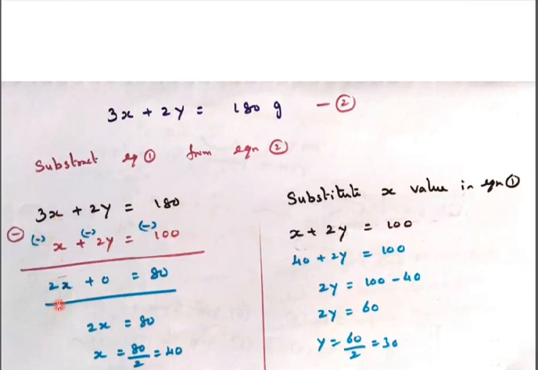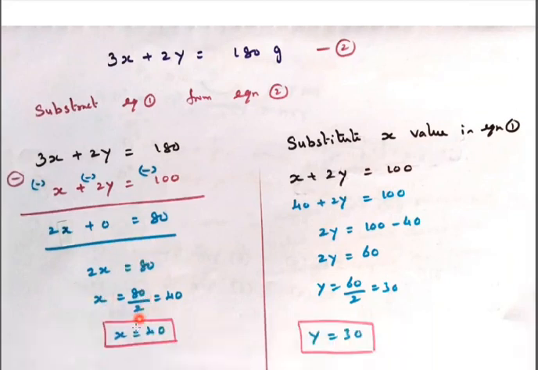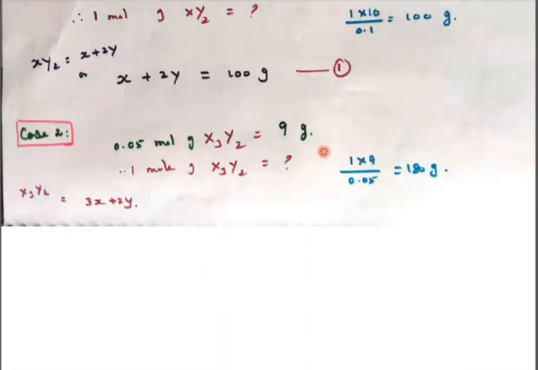So 3x minus x, 2x. 2y minus 2y, 0. 180 minus 100, 80. Therefore, 2x is equal to 80. x is equal to 80 by 2 equal to 40. The x value is 40. Substitute this x value in equation 1.